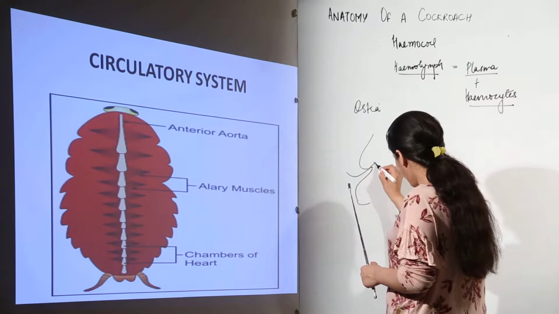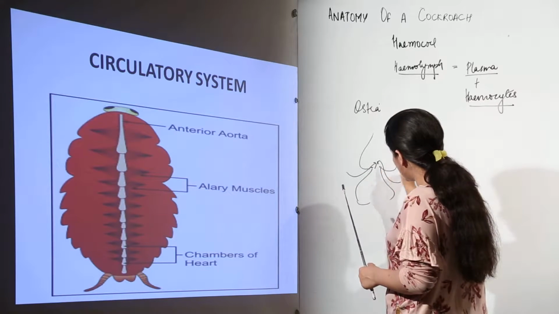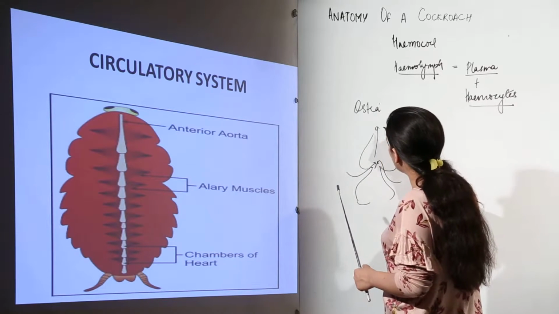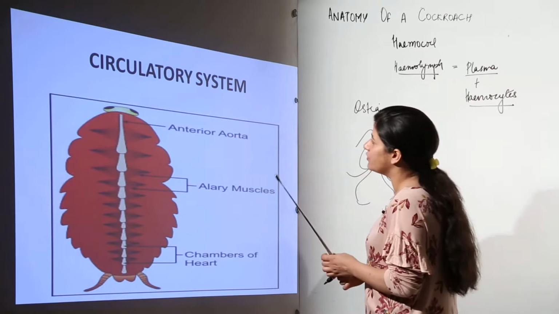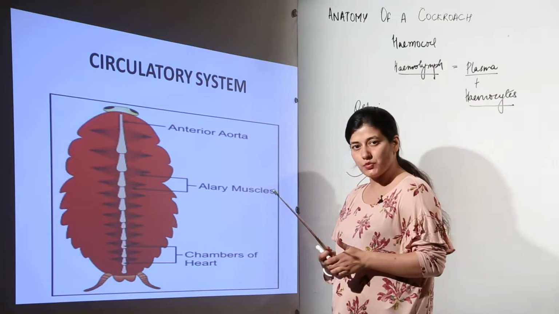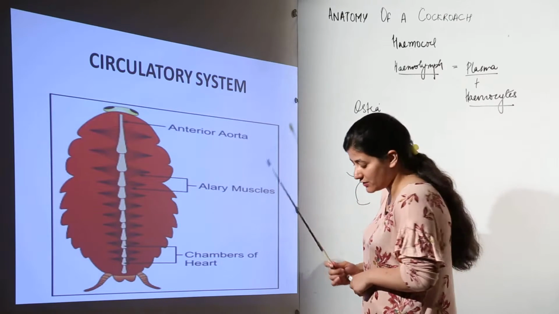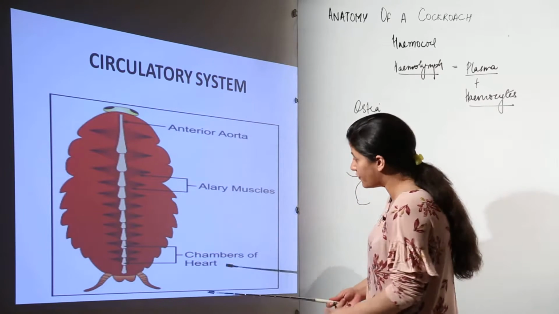In this way, the blood from the sinuses would enter the heart, it would move further, then it would enter from here, it would move further, and at the end you have the anterior aorta from which it would re-enter the sinuses respectively, whichever sinus it had entered from.